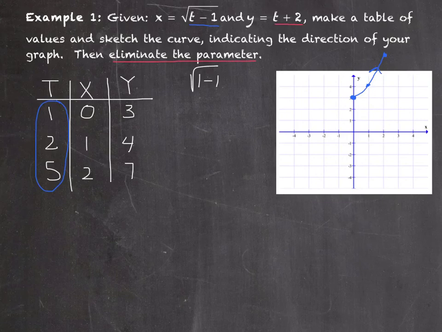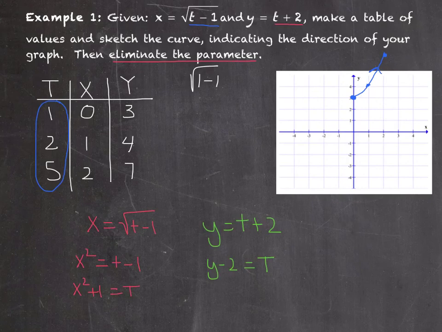So let's start with x equals the square root of t minus 1, and we will have y equals t plus 2. So I'm going to square both sides here, and you get x squared is equal to t minus 1. And over here in the green, we are going to get y minus 2 equals t. And over here in the red, we're going to get x squared plus 1 equals t.